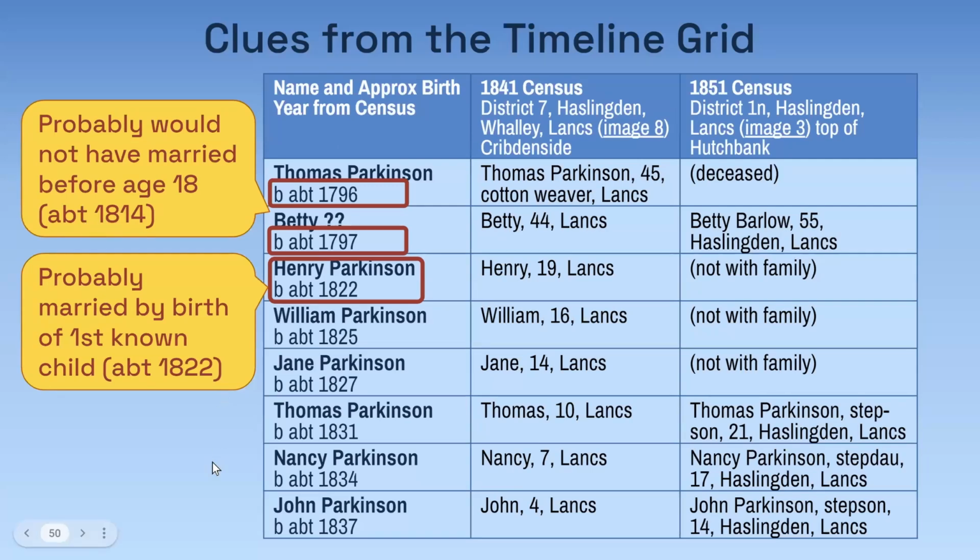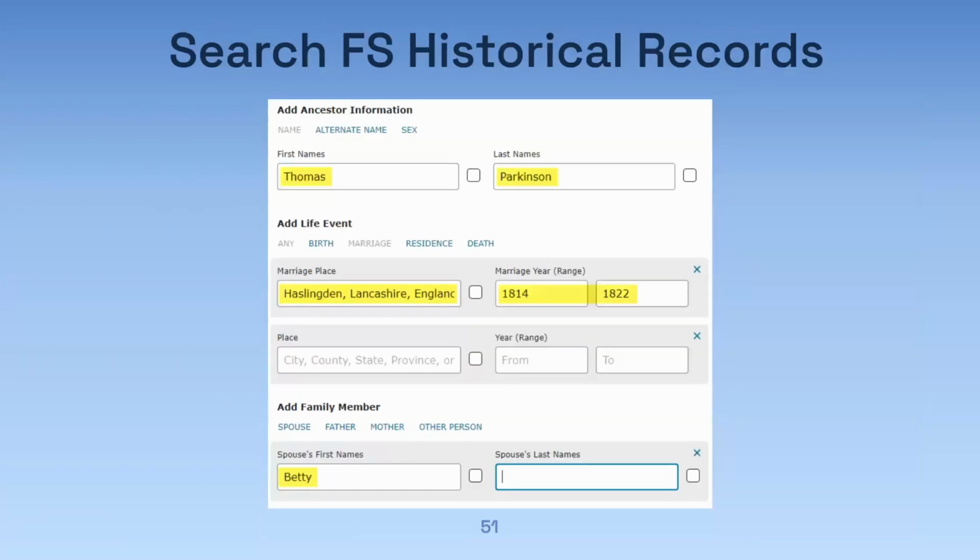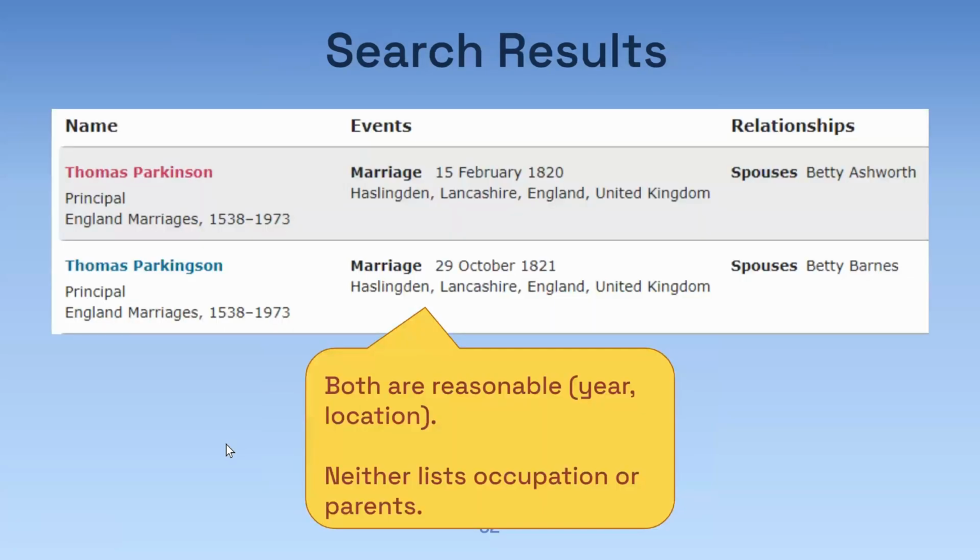So basically, we're looking for a marriage of a Thomas Parkinson and any Betty or Elizabeth between 1814 and 1822. And as we see that Betty was born in Haslingden, that's her birthplace there, at this time in England, women were usually married in their home parish. So there's a good chance that the couple got married in Haslingden. So we're going to do a search. We're going to search for Thomas Parkinson, married in Haslingden between these years that we talked about, and the mom is Betty. Just for context, this is the search form for FamilySearch historical records. So I fill this all out and then I run the search.